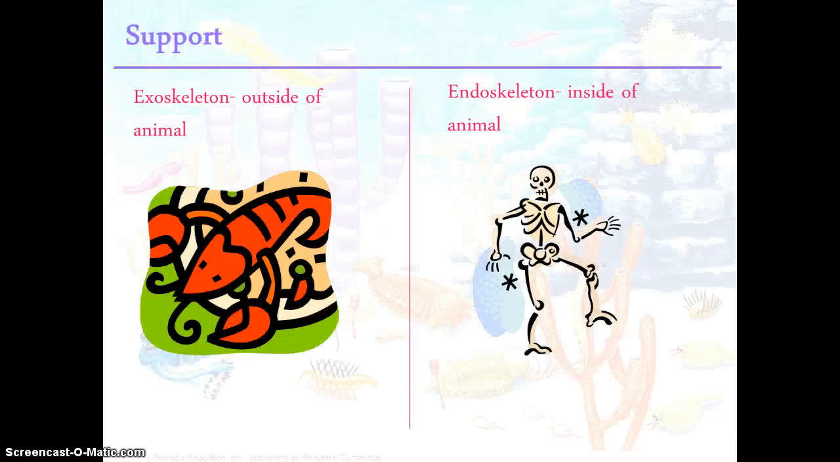Alright, support for an animal. There are two types of skeletal supports. There's one that's considered an exoskeleton and one that's an endoskeleton. Exo meaning outside, endo meaning inside. So an exoskeleton is a skeleton that is on the outside of the animal, kind of like a shell. And then the endoskeleton will be like our skeleton, an animal that has some type of skeletal structure, soft or hard, found on the inside of the organism.